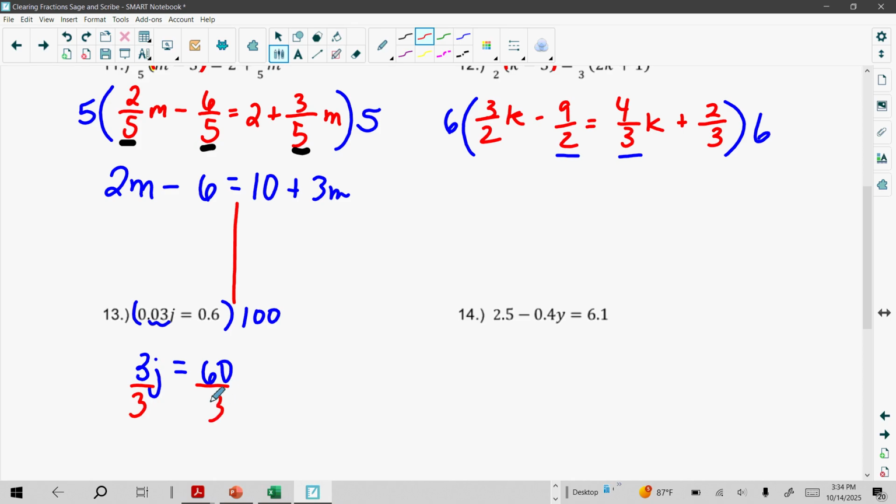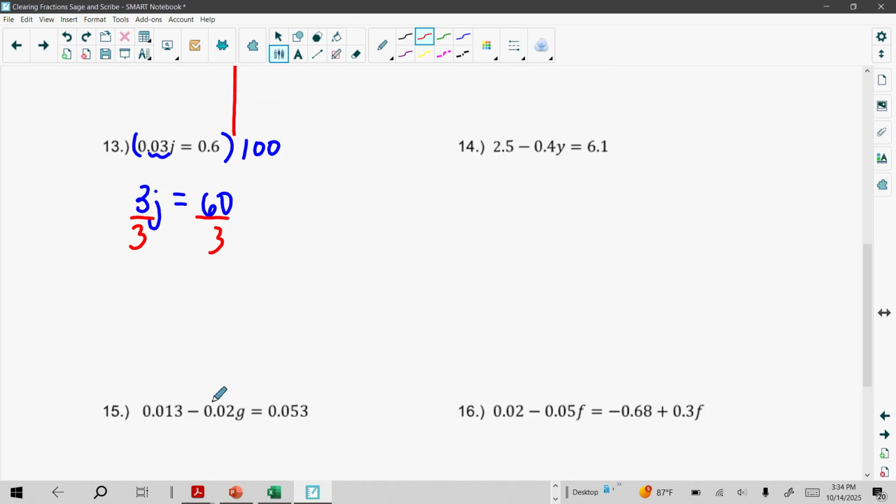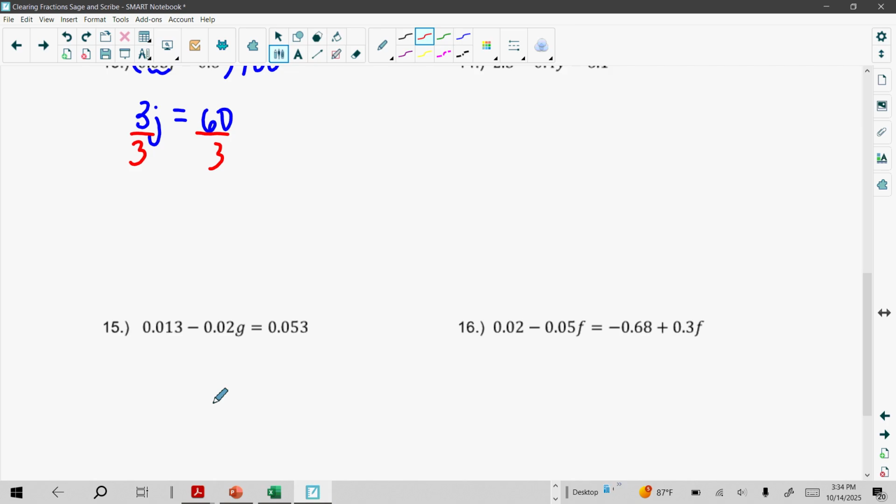But for a problem like number 15 here, we actually have 3 decimal places as the largest place value. So that means we're multiplying by 1,000. Where on number 16, only 2 decimal places are shown, even though this one has 1, 2 is the greatest one. So we multiply by 100. Multiply by that multiple so that you can get whole numbers.